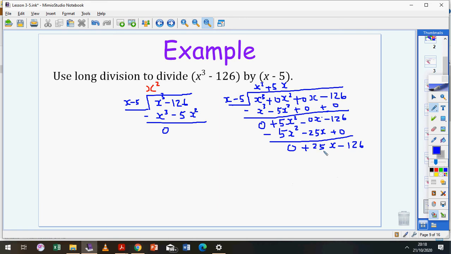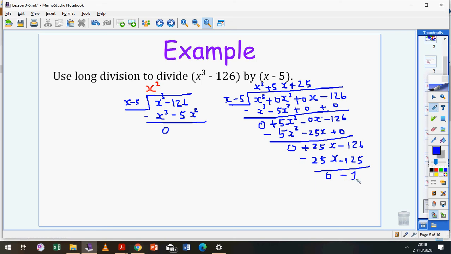25x divided by x is 25. That's a positive 25. And do the reverse. 25 times x is 25x. And 25 times 5 is 125, negative 125. So when I subtract, I can see 25x minus 25x is 0. Negative 126 minus negative 125 is negative 1.